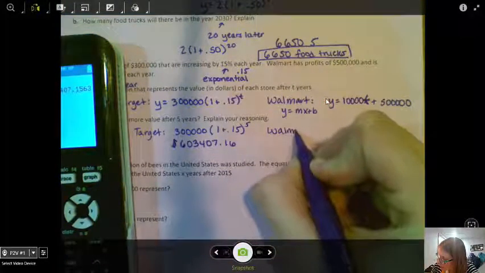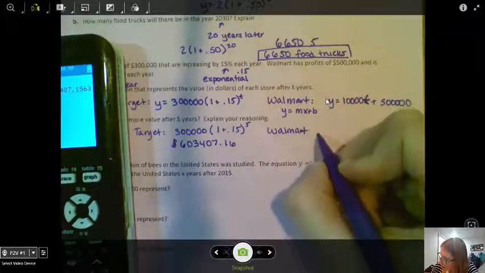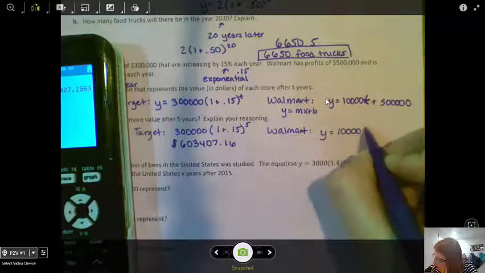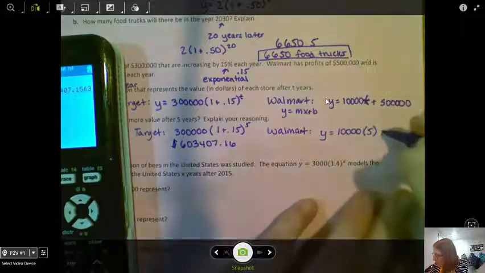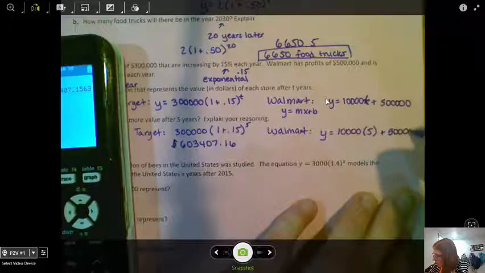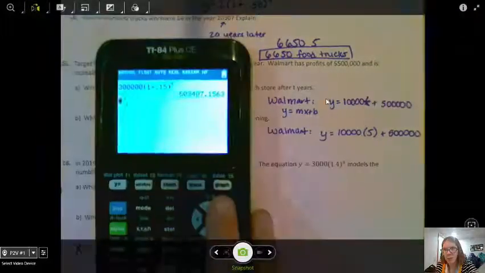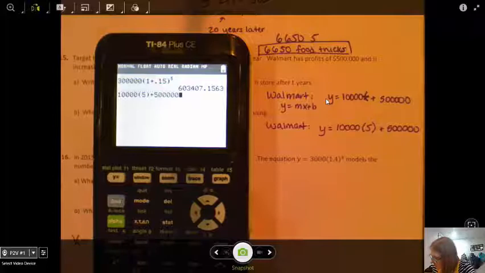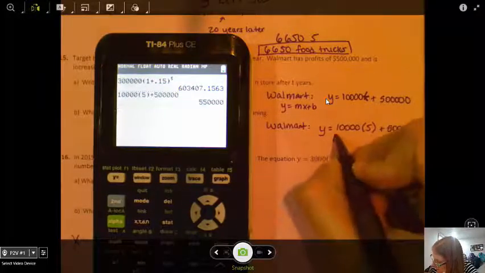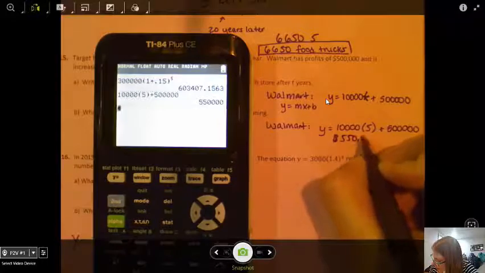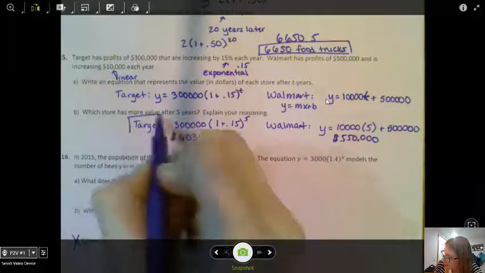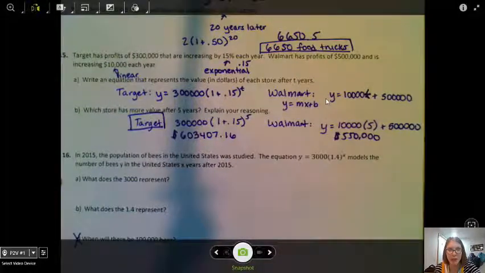And then same thing with Walmart. We're going to plug 5 in where the t is. 10,000 times 5 plus 500,000. Plug that in your calculator. And that's $550,000. So Target has more value after 5 years.